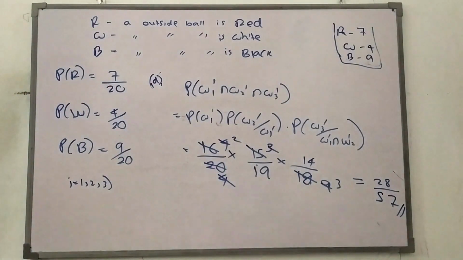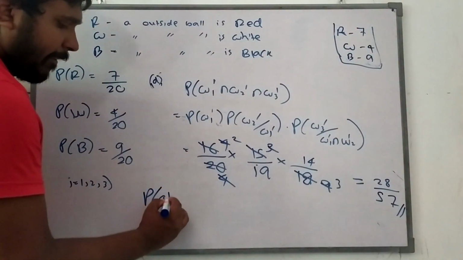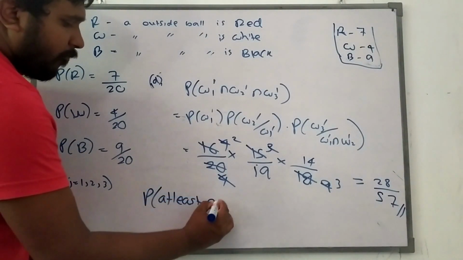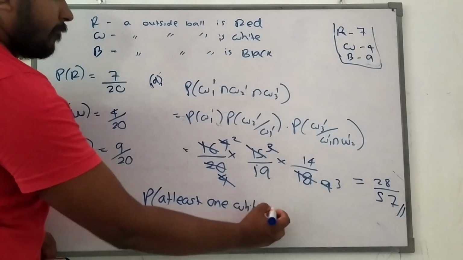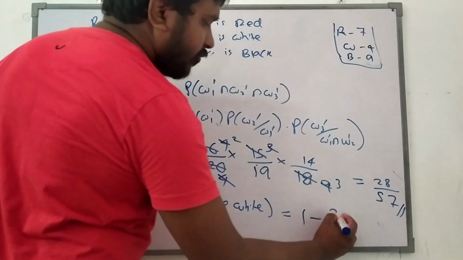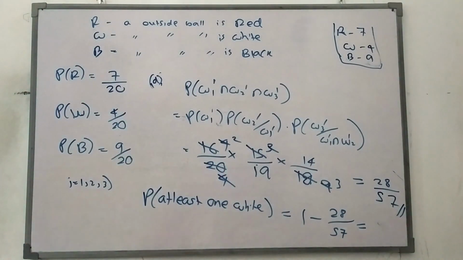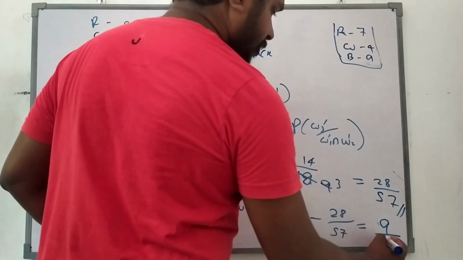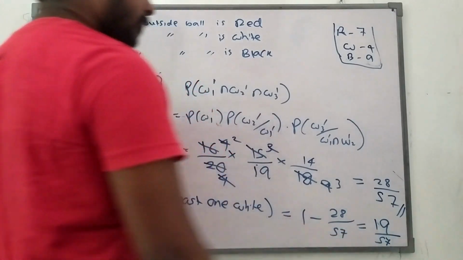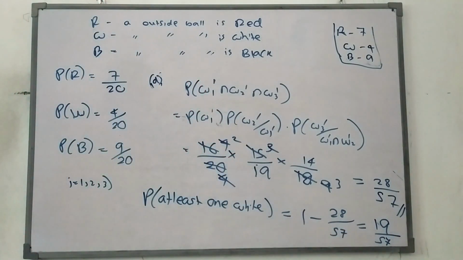So we need at least 1 white, no? At least 1 white. It's 1 minus 28 over 57. Then it's 29 over 57, right? It's not 19, it's 29, right?